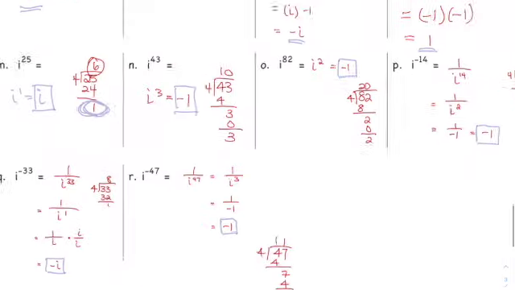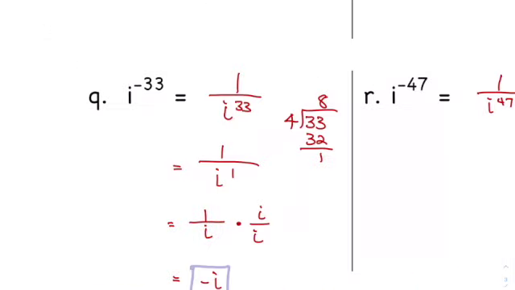The next one right here is a little bit trickier, but if you think through the rules that we have done, you understand what we did. So it's 1 over I to the 33 power because of the negative exponent, so we flipped it over. And then 33 divided by 4 is going to be 8 times. That gives you 32, and 1 left over. So it's 1 over I to the first power, and I to the first power is just I.